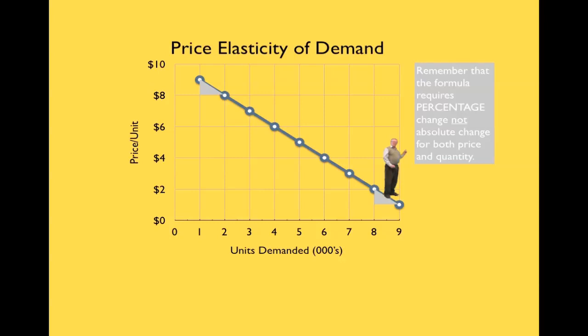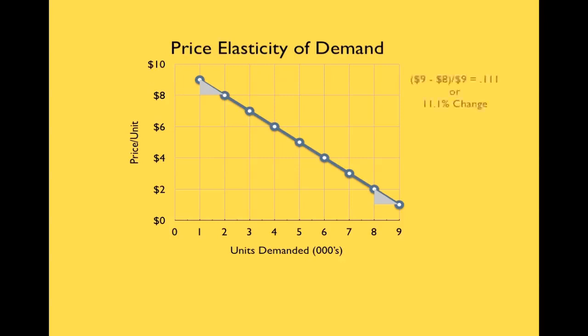So let's recalculate these price reductions on a percentage basis. A price reduction from $9 to $8 turns out to be an 11.1% reduction using the standard formula for calculating percent change. Doing the same thing with the $2 to $1 case produces a very different result, a 50% change in price. So going from $2 to $1 is a much larger percent reduction compared to $9 to $8, or 11.1% compared to 50%.